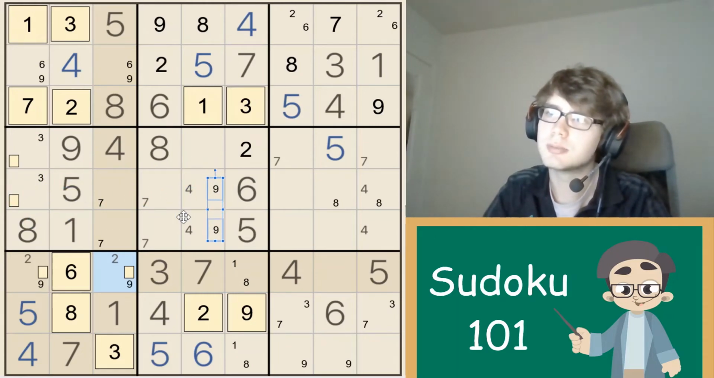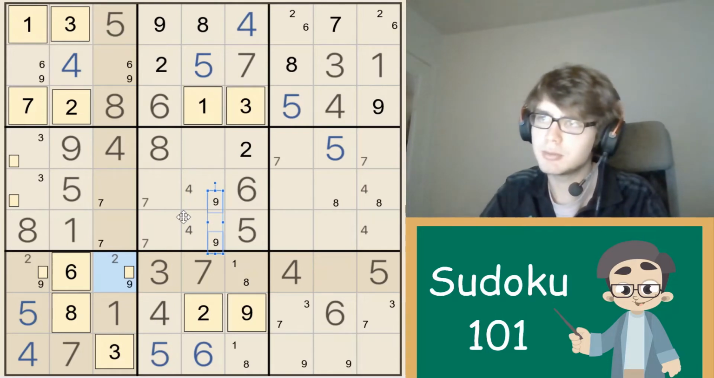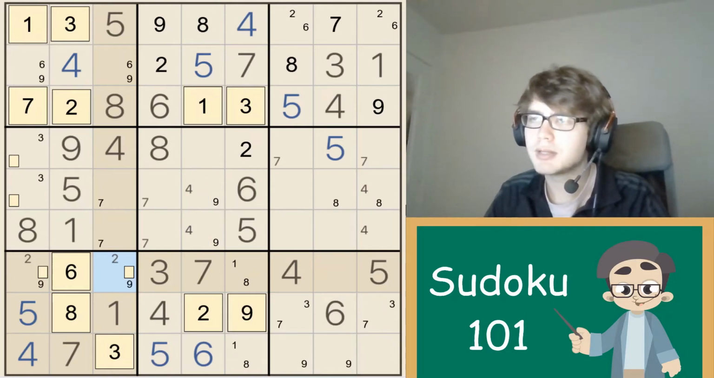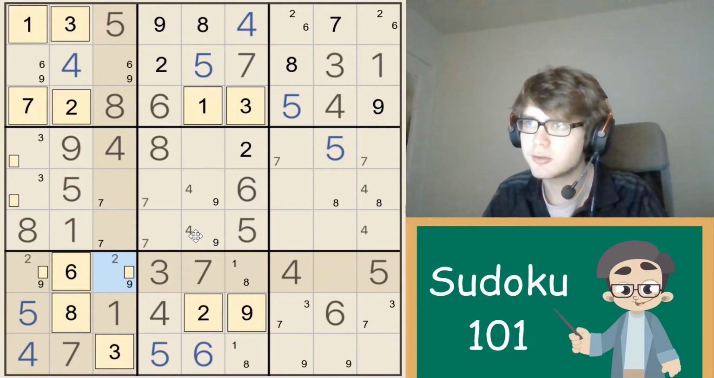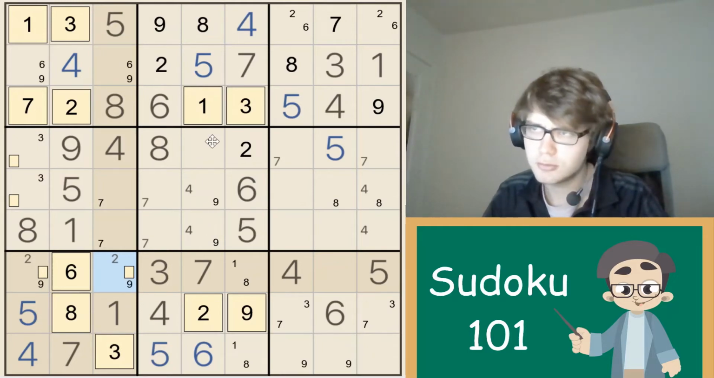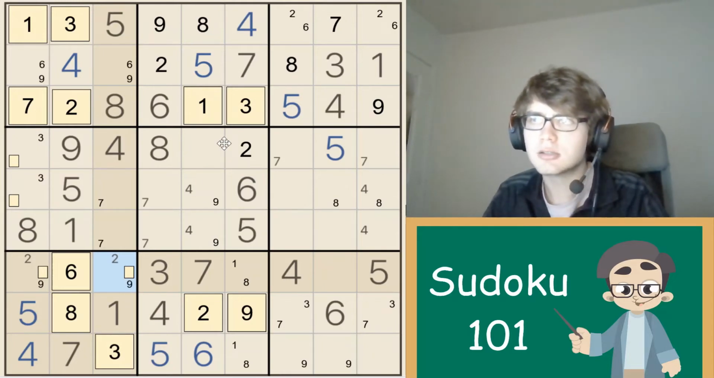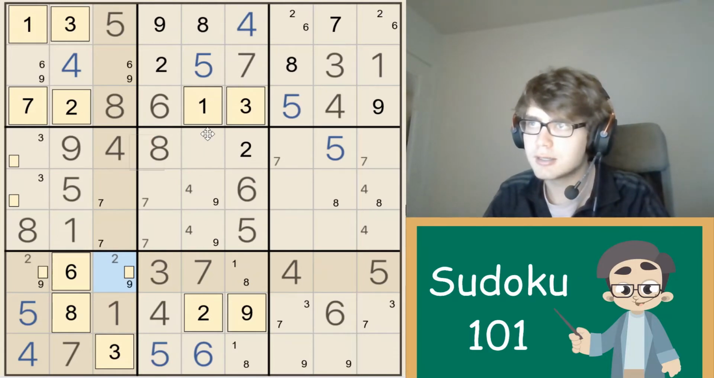Get them in just about the right spot they're supposed to be, maybe one further down. But that means, okay, what's the last number in this row? Since 4 and 9 have to occupy these squares, there's basically just one left. And it turns out that number is 3. Now this 3 blocks off this 3 here, meaning this right here has to be a 3.